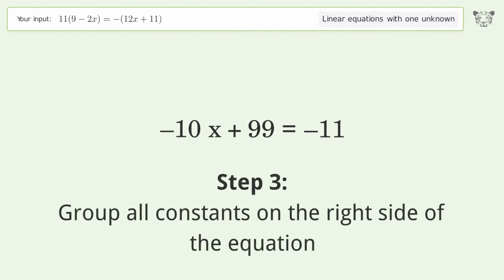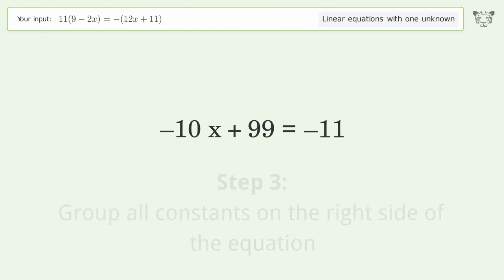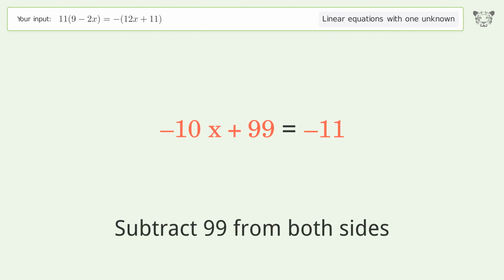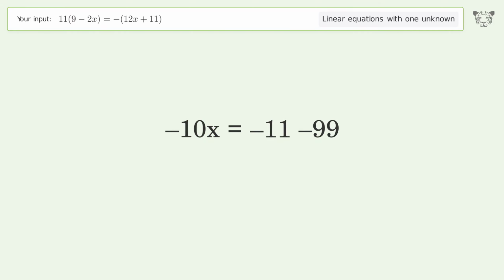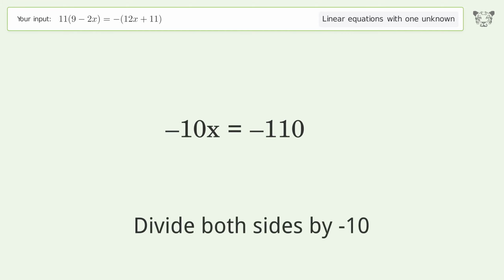Group all constants on the right side of the equation. Subtract 99 from both sides. Simplify the arithmetic. Isolate the x. Divide both sides by -10.